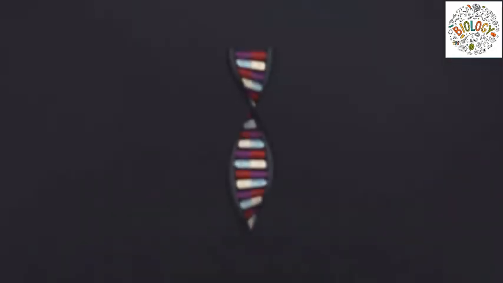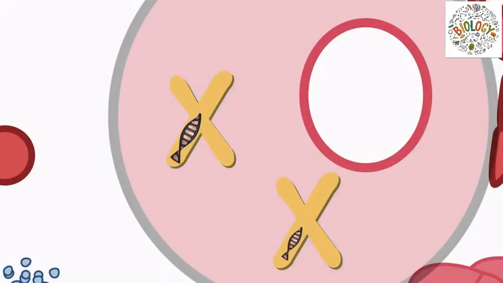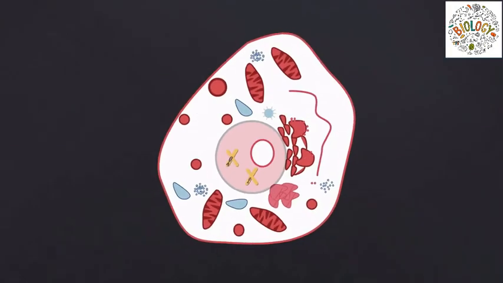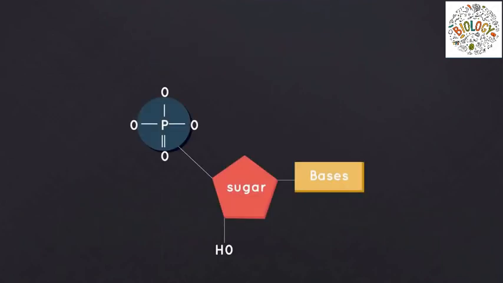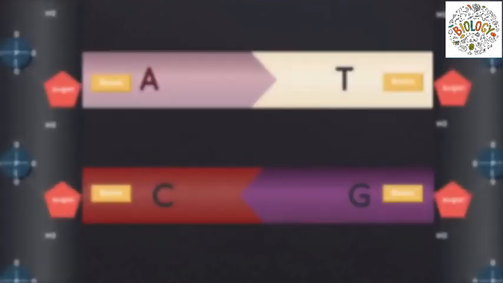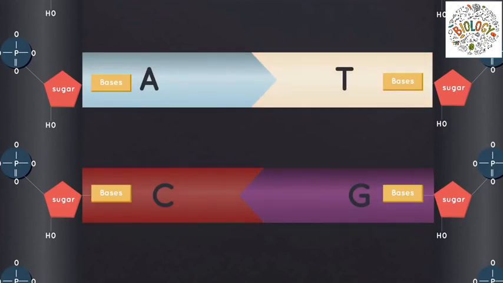So there you have DNA. You should know that it is usually found in the chromosomes, within the nuclei of cells. It is a polymer, and it is made up of lots of nucleotides that contain bases. There are 4 bases: A, T, C, and G, and the bases pair up as AT and CG.